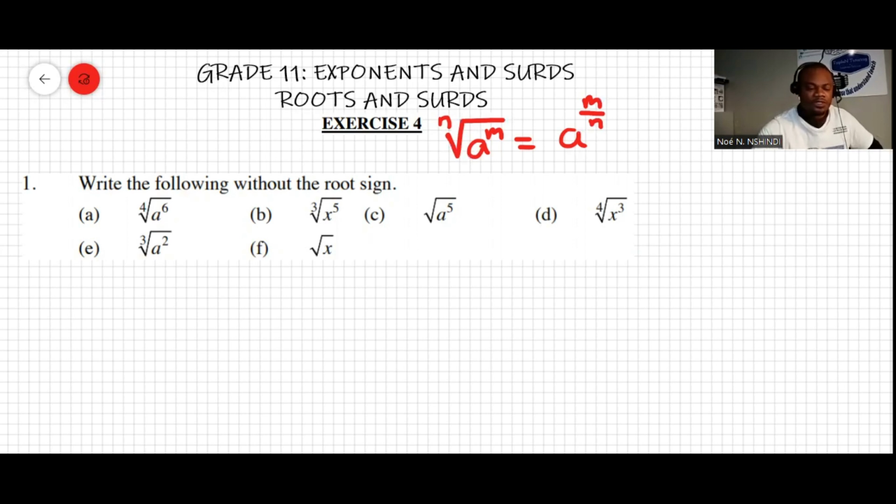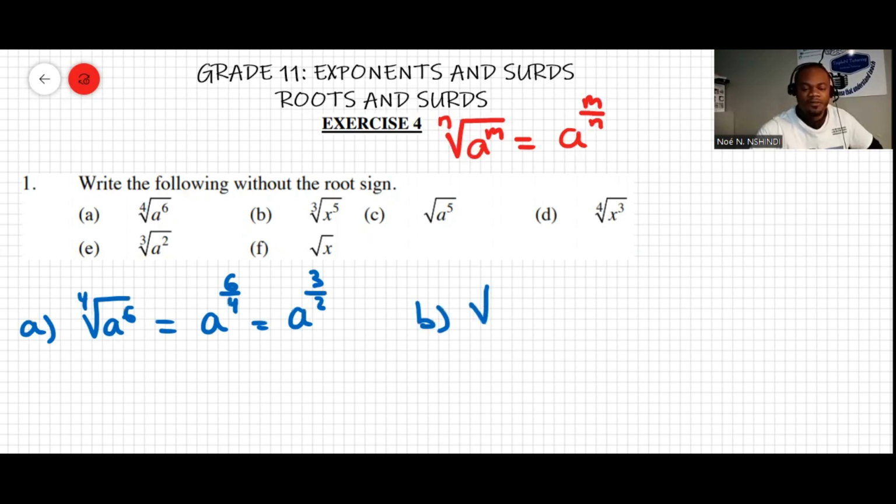Now, question 1, for instance, a says the fourth root of a to the power of 6. Following the formula, it will be a to the power of 6 over 4, which is equal to a to the power of 3 over 2. And then b says the third root of x to the power of 5. This will be x to the power of 5 over 3.